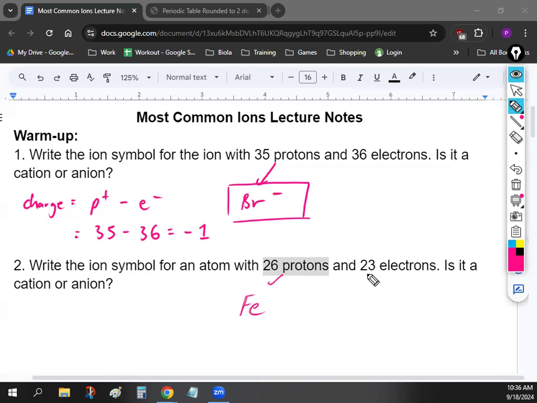And then we just do protons minus electrons. 26 minus 23 is +3. So we put Fe 3+. Okay, just a reminder, make sure for these ion symbols, you put the number before you put the positive and negative sign.